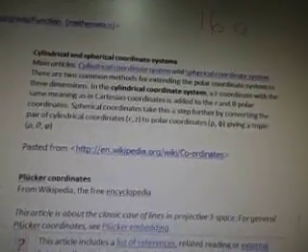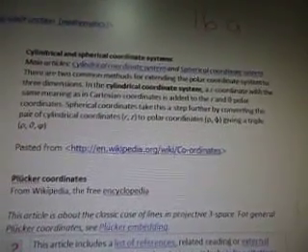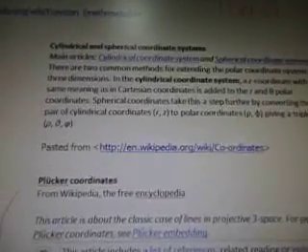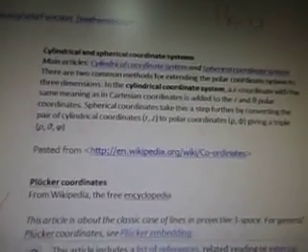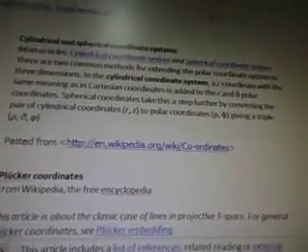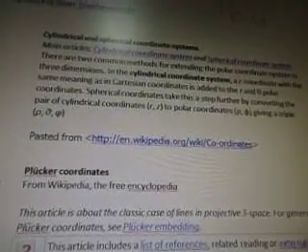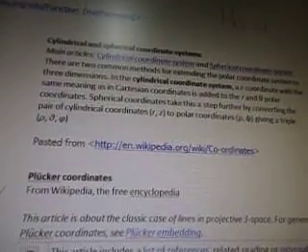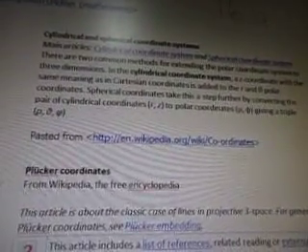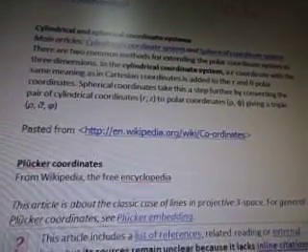So this is cylindrical coordinate system and spherical coordinate system. There are two common methods for extending the polar coordinate system to 3 dimensions. So it's back to that graph there, where you've got the North Pole being projected onto a plane. In the cylindrical coordinate system, a z-coordinate with the same meaning as in Cartesian coordinates is added to the r and θ polar coordinates. Spherical coordinates take this a step further by converting the pair of cylindrical coordinates, r and z, to polar coordinates, ρ and φ, giving a triple (ρ, θ, φ).